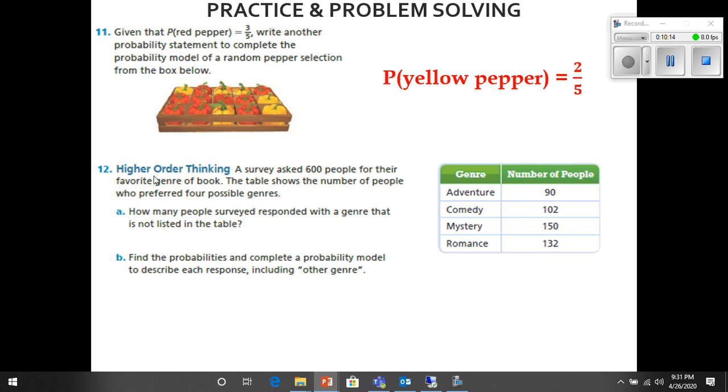And then it says, high order thinking. A survey asked 600 people for their favorite genre of book. The table shows the number of people who preferred 4 possible genres: adventure, comedy, mystery, and romance. How many people surveyed responded with a genre that is not listed in the table?